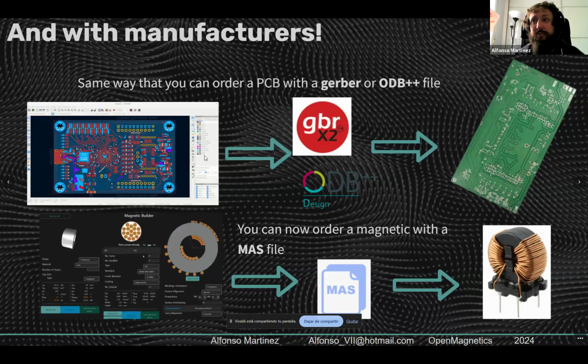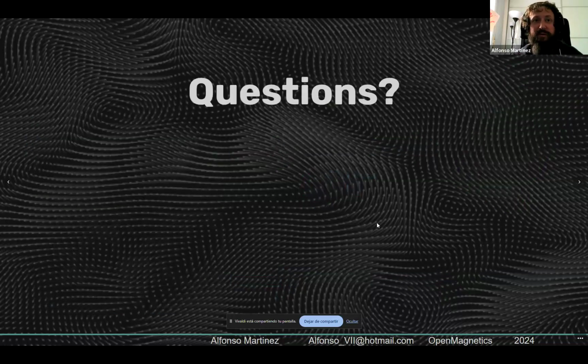And I think, yeah, basically we do this because these are the features for magnetics. There's no reason why it shouldn't be a commodity like PCBs. And that's it. Any questions?